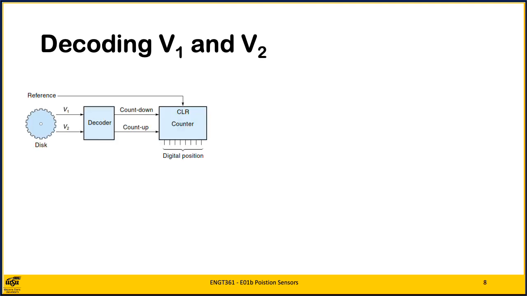The hardware of the incremental encoder is simpler than for the absolute type. The price paid for that simplicity is that we do not get direct binary position information from V1 and V2. Instead, a decoder circuit must be employed to convert the signals from the photosensors into a binary word.